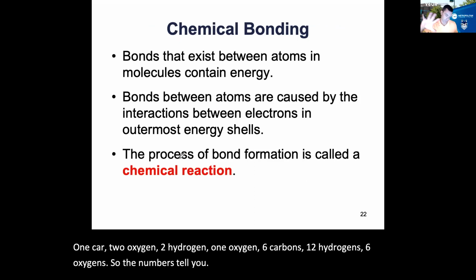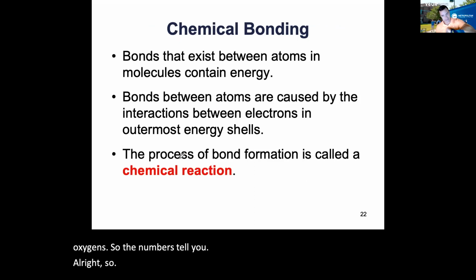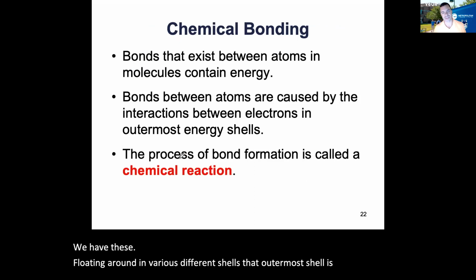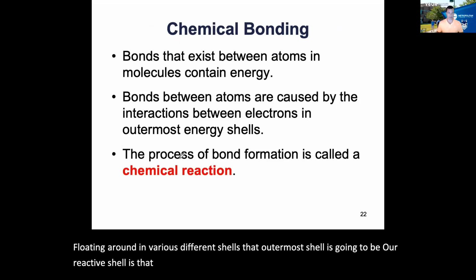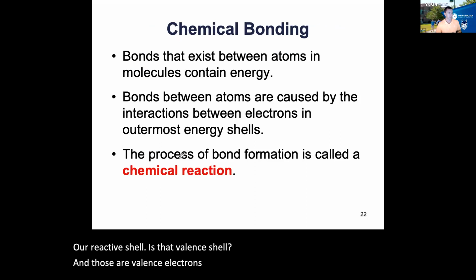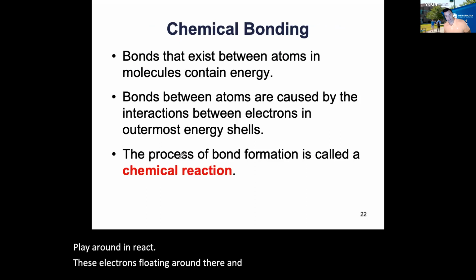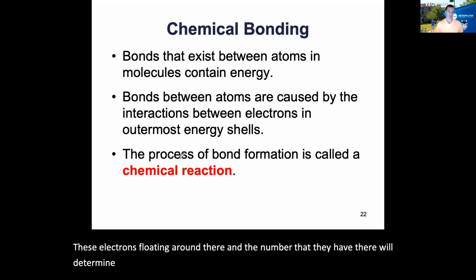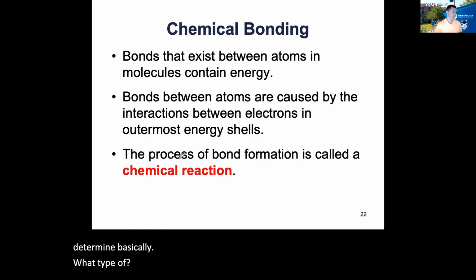All right, so we have these electrons floating around in various different shells. That outermost shell is going to be our reactive shell. It's that valence shell, and those are valence electrons floating around in it. So those are going to be the dudes that want to play around and react. The number of electrons they have there will determine basically what type of chemical reaction, or what type of chemical bond, will form from the chemical reaction.